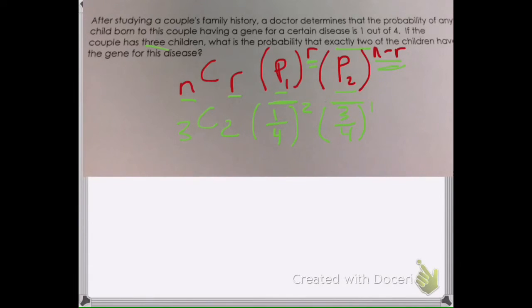What I usually do is I do it one step at a time, so I'm going to type this into my calculator first: 3C2, which is just 3, and then I'm going to multiply it by 1/4 raised to the second in parentheses, and then times 3/4 raised to the first power in parentheses, and you should end up with 0.14 or 14% as your total, and that would be your total probability.